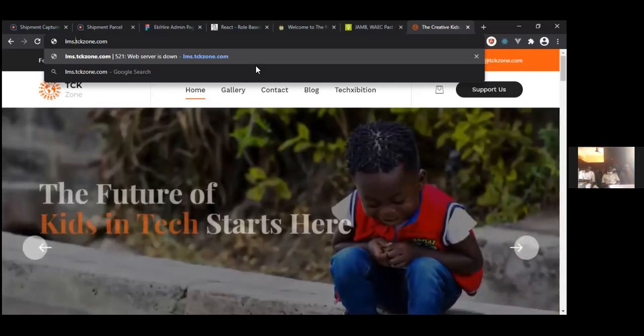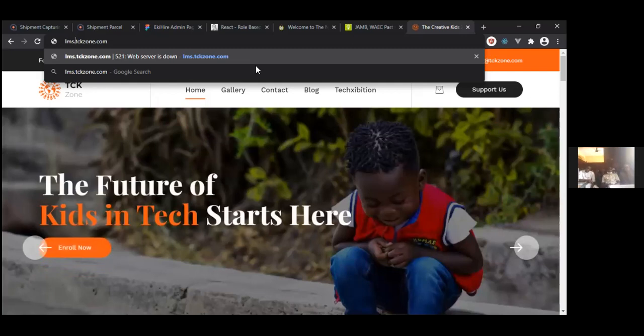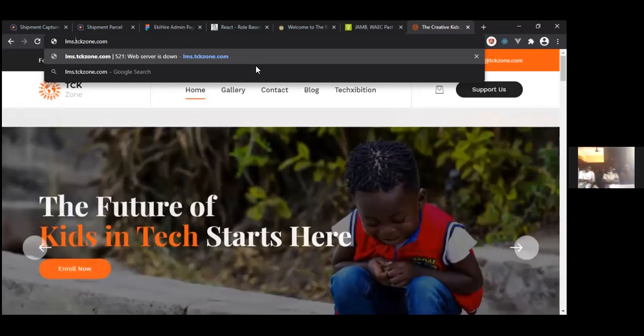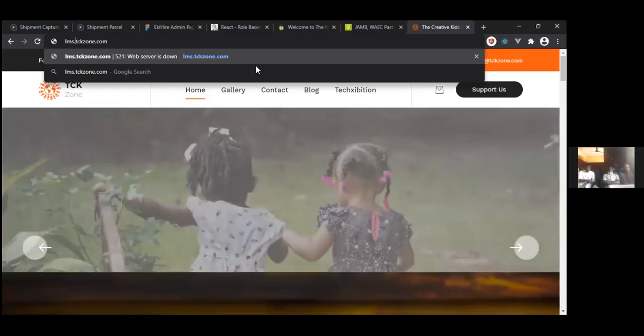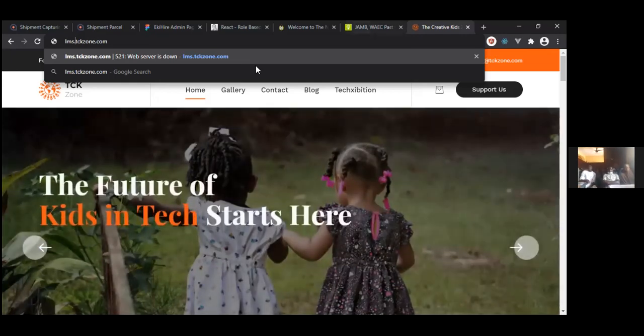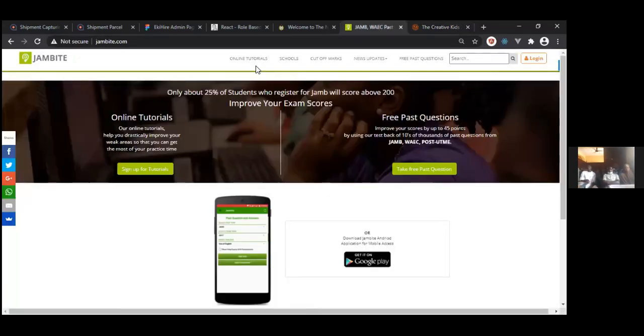But today we'll be using a third-party computer-based platform to take you through. Today I'll be using jambai.com just to put you through how to take a free JAMB tutorial question.